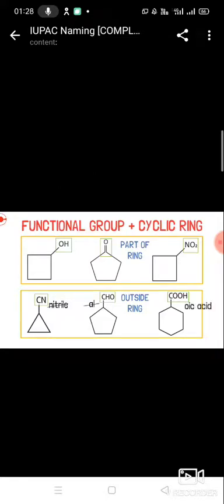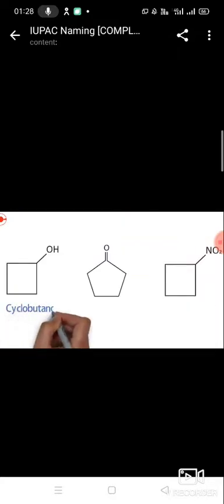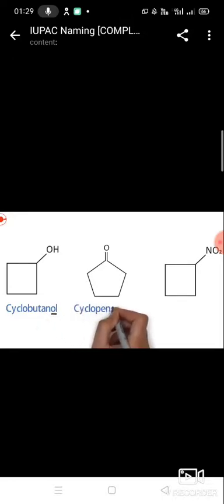At every corner where a carbon is present, all 4 bonds of the carbon should be satisfied. If it is a cyclobutane with alcohol, it is cyclobutanol. Cyclopentane with a ketone group is cyclopentanone. It is understood that it is C double bond O. Cyclobutane with nitro: in that case we have to write nitro as a prefix.